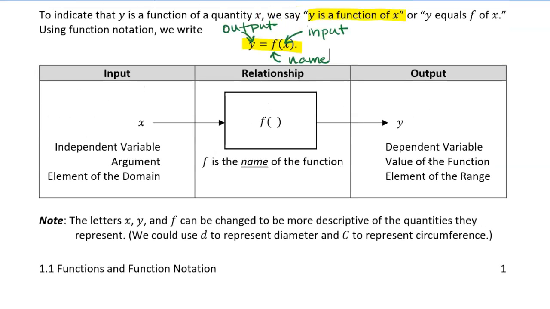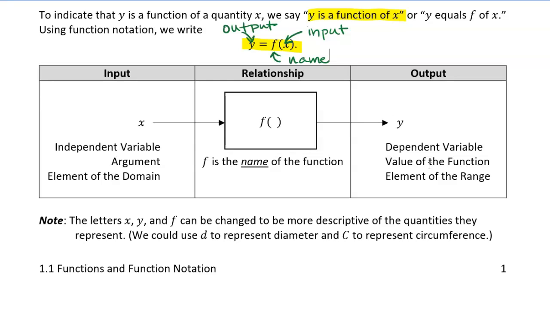Now, these letters are fairly arbitrary. Right now I'm using x and y and f. But in the previous example, where I talked about the four main ways to describe a function, we were using a for the output. So a was the dependent variable, and the side length x was the independent variable.